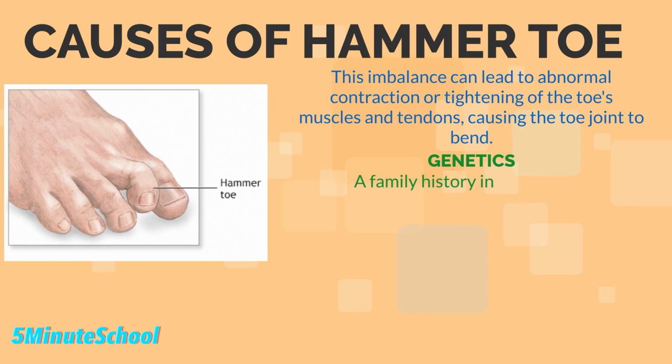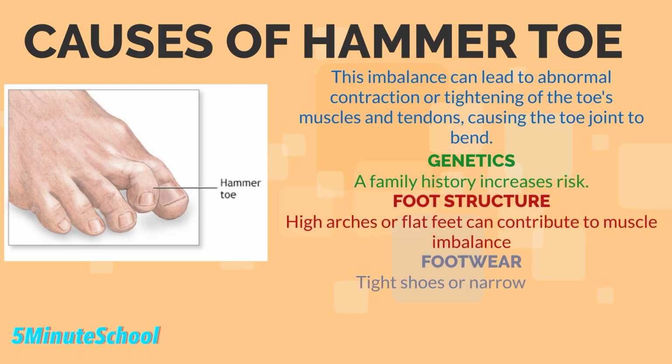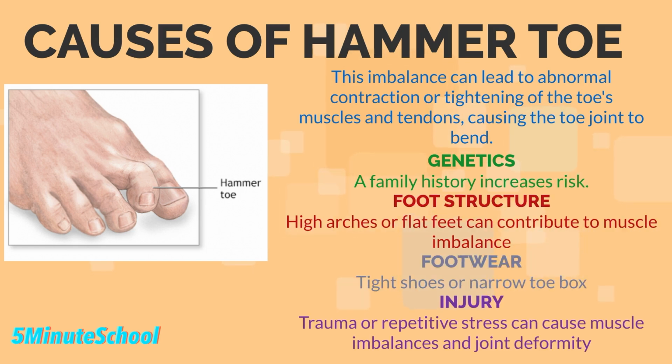Genetics is the first one, so a family history of hammer toes or other foot deformities can increase the risk. Foot structure, high arches or flat feet can contribute to muscle imbalances. The type of footwear, so wearing shoes that are too tight or have a narrow toe box area can force the toes into an unnatural position. And some kind of injury is another cause, so trauma or repetitive stress on the toe can lead to muscle imbalances and joint deformities.